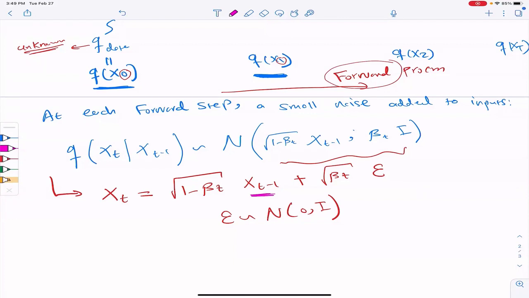Why this model? You can use other models. This is one way of thinking about it. That's what I'm emphasizing. It is not the only model that you have to use in order to have your diffusion model work. This is one way of thinking about it. So why these two coefficients?